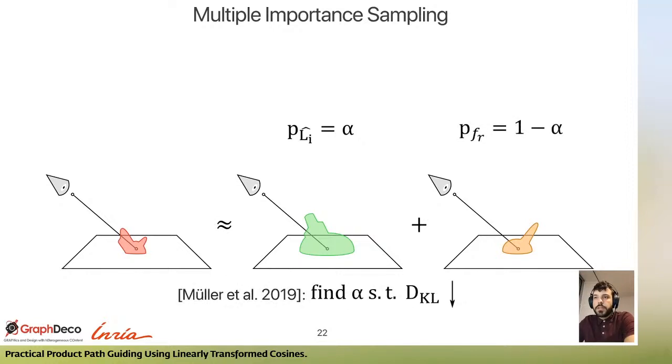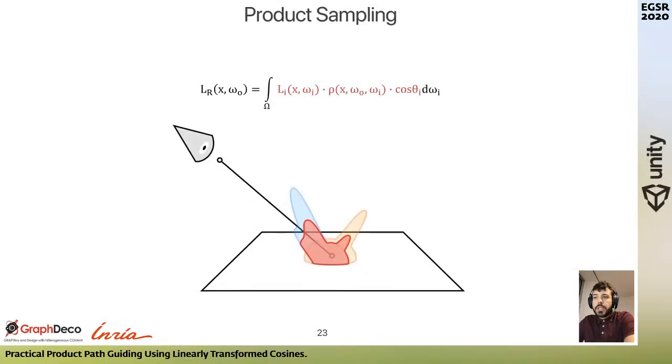Muller and colleagues later introduced improvements, one of which was an optimization step which chooses the percentage of use of each one of the strategies so that it minimizes the Kullback-Leibler divergence to the actual product distribution. Keep in mind that this mixing rate is optimized for each one of the spatial subdivisions of the SD tree. Going back at the rendering equation, we see that the ideal importance sampling strategy would sample based on the product of the incoming radiance and the cosine weighted BSDF.